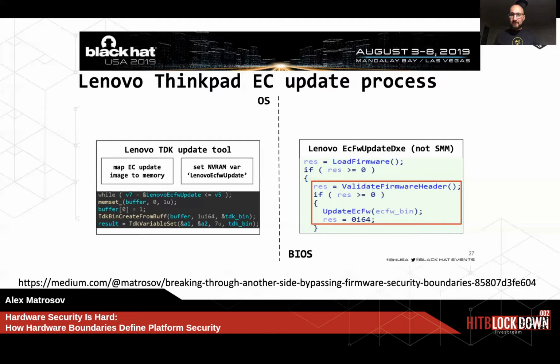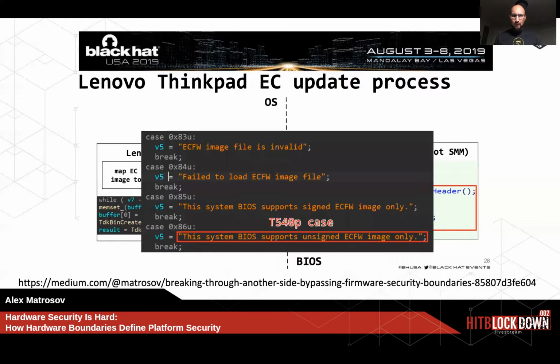EC firmware. If you look at this code, it is an obvious race condition, a time-of-check to time-of-use attack, right? So if you look at the T540p case, even more, it just updates the embedded controller with an unsigned binary. What that means is, even if the binary is signed by Lenovo, this model doesn't check any signatures. So you can modify any embedded controller binary and just flash it.